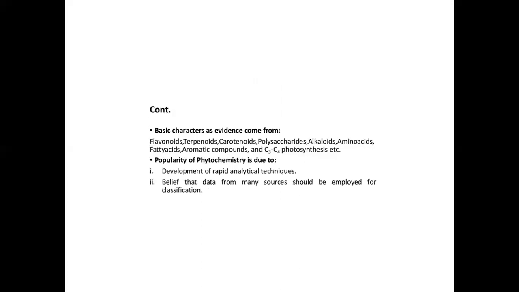Basic characters as evidence come from flavonoids, terpenoids, carotenoids, polysaccharides, alkaloids, amino acids, fatty acids, aromatic compounds, and C3 and C4 photosynthesis, etc. The popularity of phytochemistry is due to the development of rapid analytical techniques and the belief that evidence from many sources should be employed for classification.